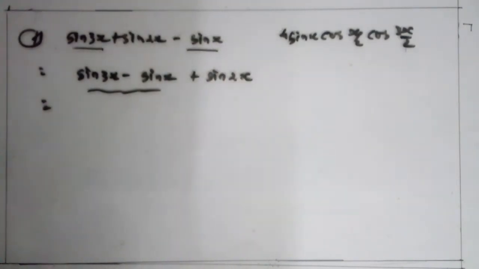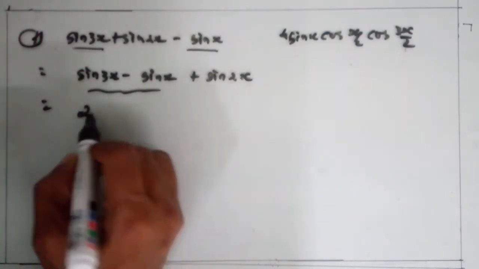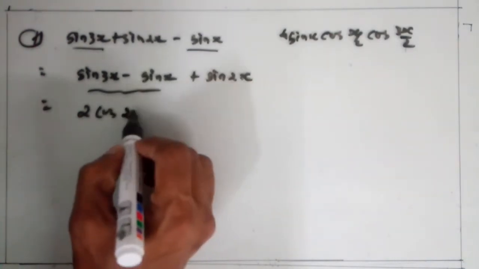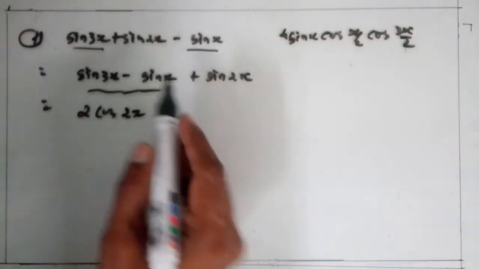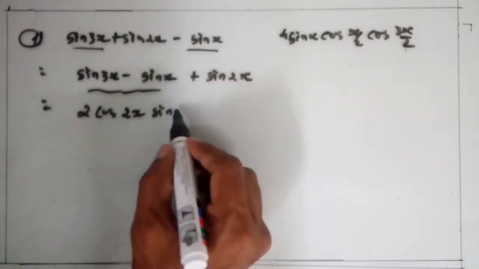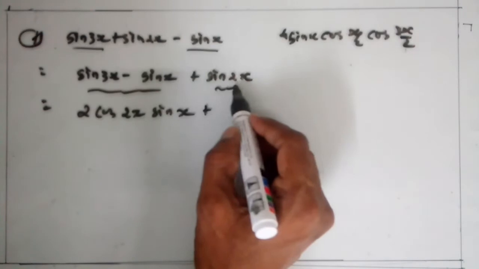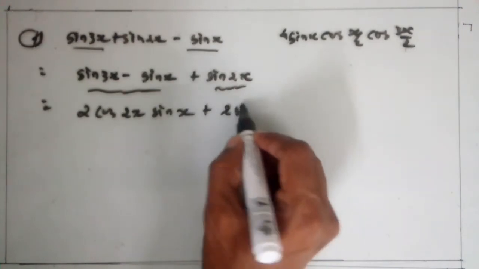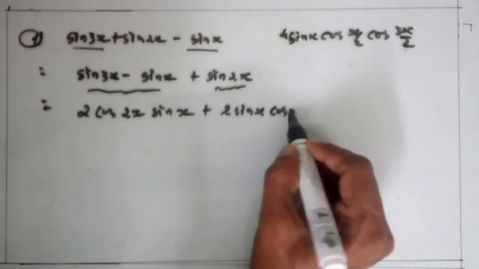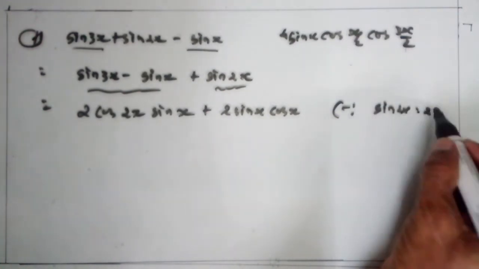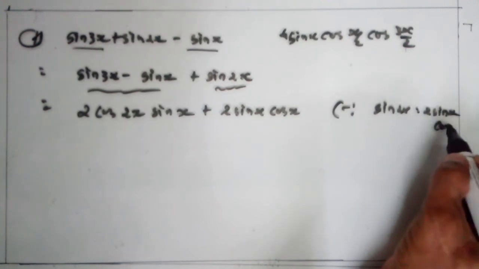See, sin minus sin is equal to 2 cos, you know. So 2 cos, take addition of these two, 4x upon 2, that is 2x, into sin of the subtraction of these two, 3x minus x, 2x upon 2, that is x, plus here apply sin 2x formula, 2 sin x into cos x, you know. Clear? Because sin 2x is equal to 2 sin x into cos x, you know that.